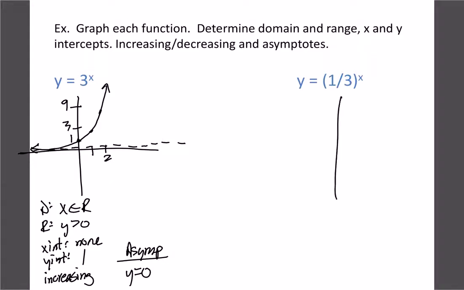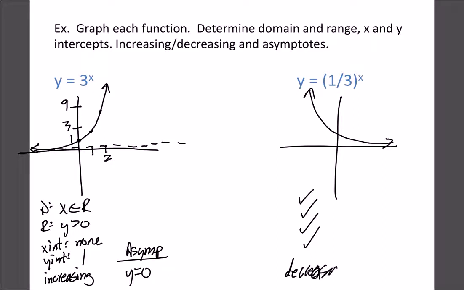And if we do the 1/3 one, it's going to look the same, except it's going to decrease. But we still have the exact same domain and range, and the same intercepts. It would be decreasing in this case, and we'd have the same asymptote at y equals 0.